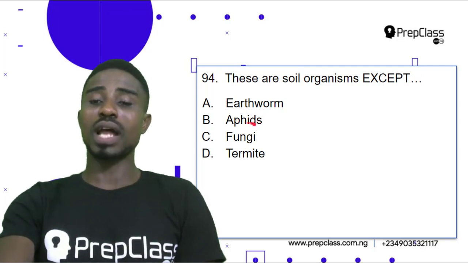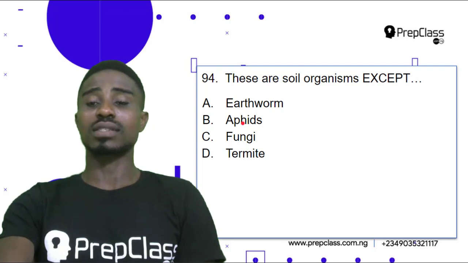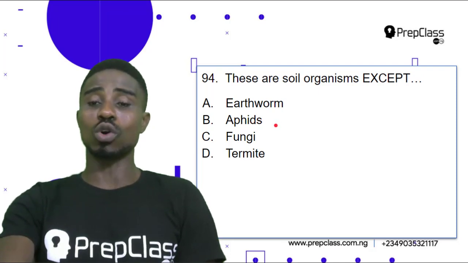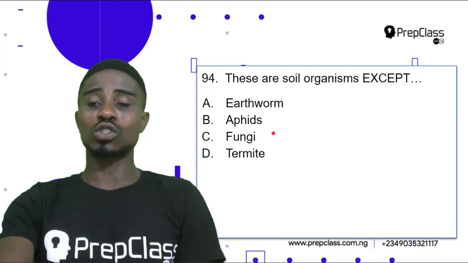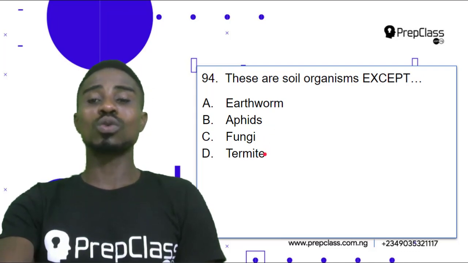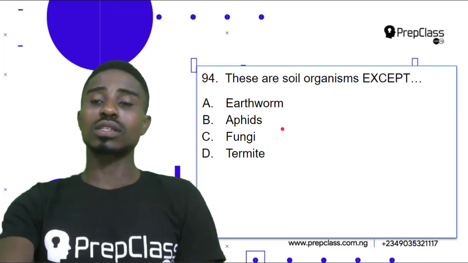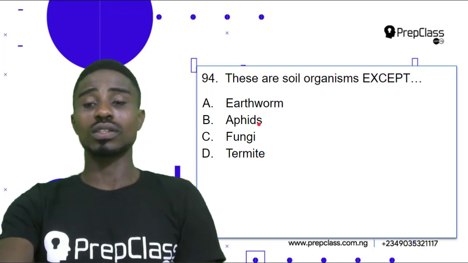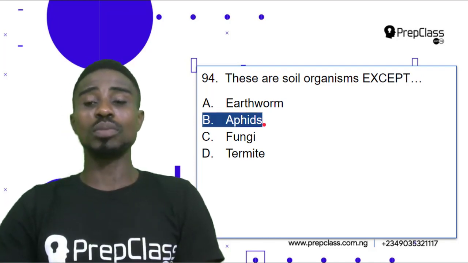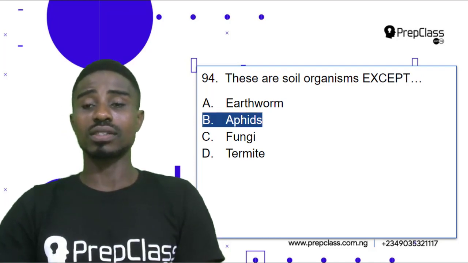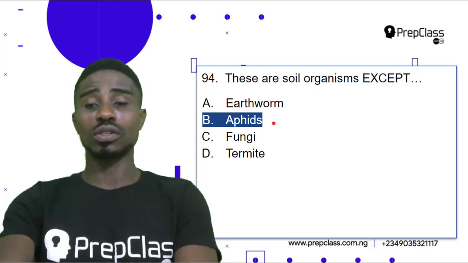Aphids live on plants and feed on plants. They have little relationship with soil. Earthworm, we know earthworm is gotten from the earth, which is the soil. Fungi also stays on soil. Termite also stays in soil, but the aphids have nothing to do with the soil. All right, let's check out the correct answer. Question 94, option B, aphids, is our correct answer. Let's look at the next question.